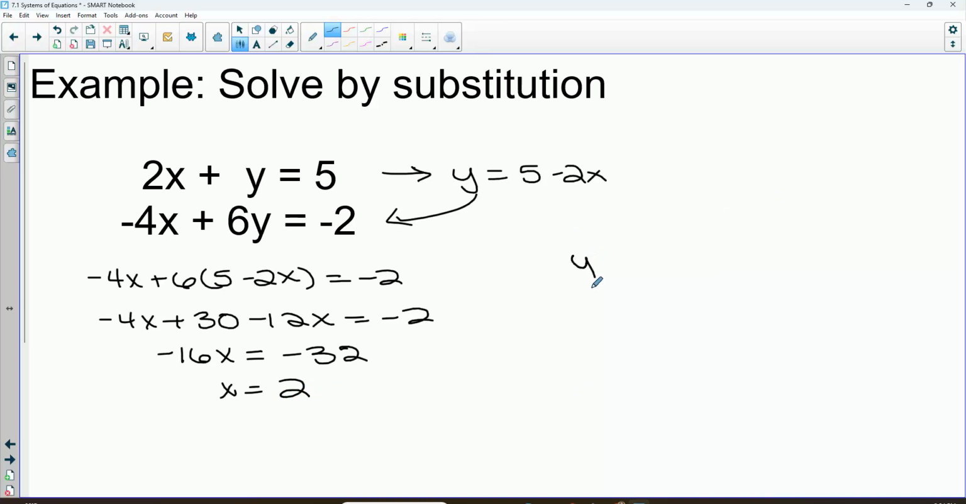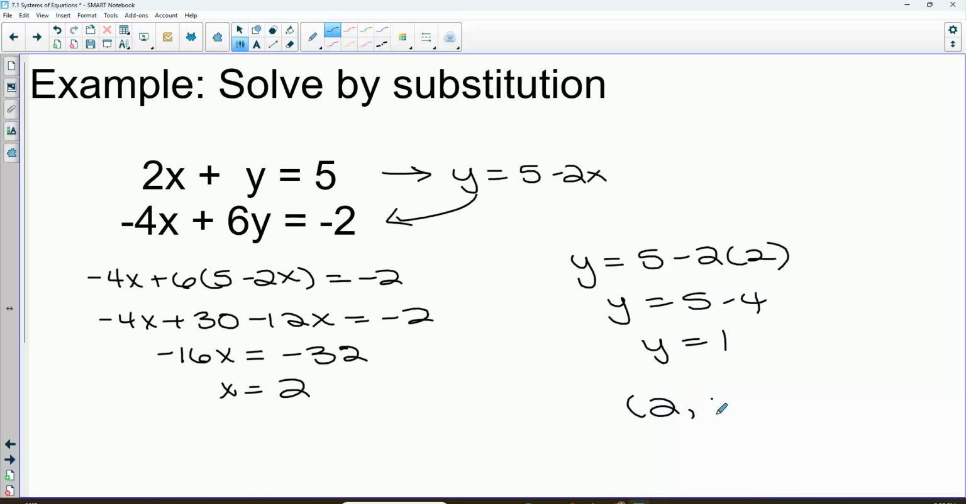Plug that back in. Y is 5 minus 2 times 2. So 5 minus 4 is 1. So my answer is 2, 1. And I can check it. 4 plus 1 is 5. Negative 8 plus 6 is negative 2. Do we need any more substitution examples?